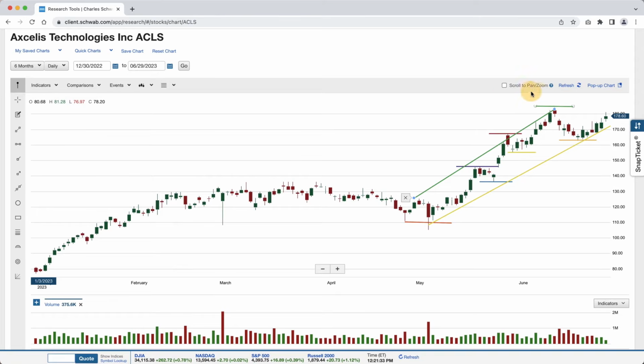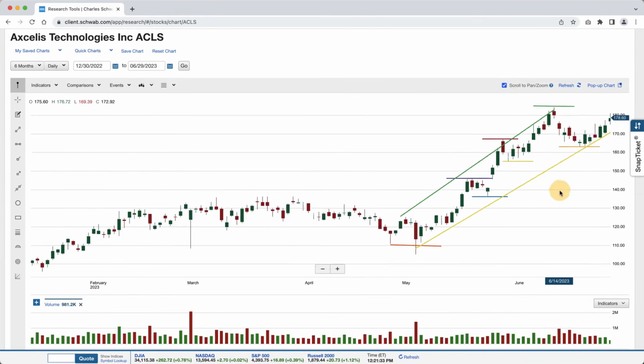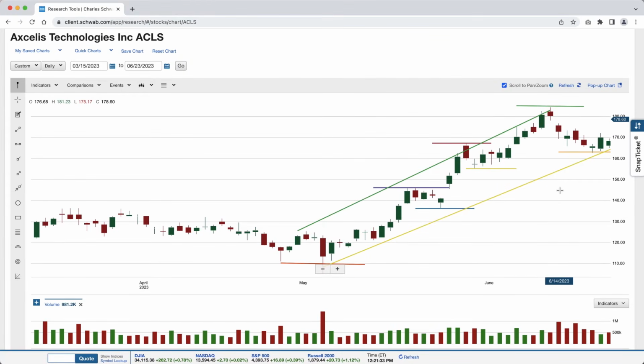I'll set my chart to scroll to pan/zoom. Then I'll scroll to zoom in on the past few months. And we'll notice that as the stock has been stair-stepping higher, there are specific points at which the trader might look for entry. For example, if we look back to, say, mid to late May, the stock pulled back. For some investors, just that mere pullback may represent an opportunity to enter.